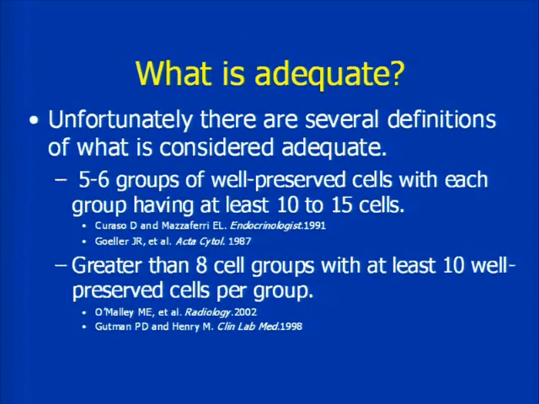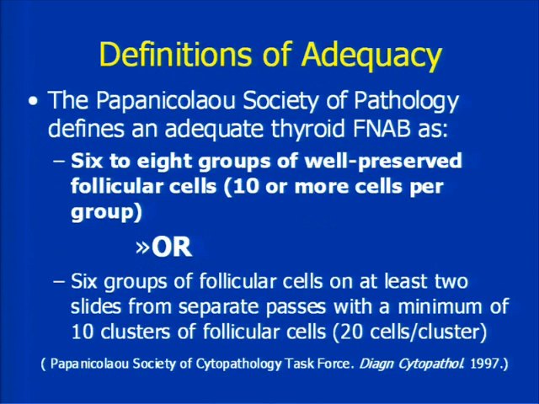The next problem, though, is what's the definition of adequacy? There's been several definitions of adequacy over the last several years that have been floating around out there, and I just want to give you a little of the history behind it to how we got to where we are today. So it started out saying, okay, well, maybe 5 or 6 groups of cells was enough. If they have 10 to 15 cells in them, okay, then we have enough cells there. Then we got to, well, we really need more than 8 cell groups, and it should have at least 10 cells in these clusters.